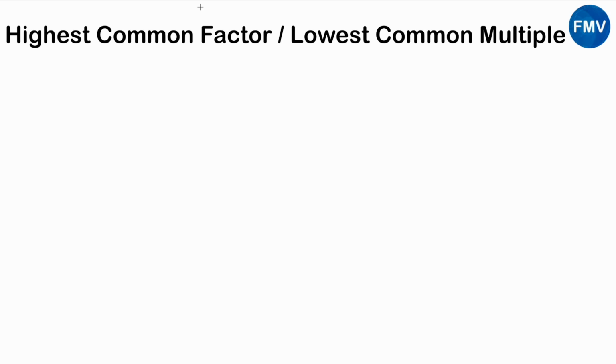Highest common factor and the lowest common multiple seem to confuse a few people because it looks a little bit counterintuitive. However, when you stop and think about it, it really is quite straightforward. So let's look at this through an example. We're being asked to find the highest common factor of 20 and 22.